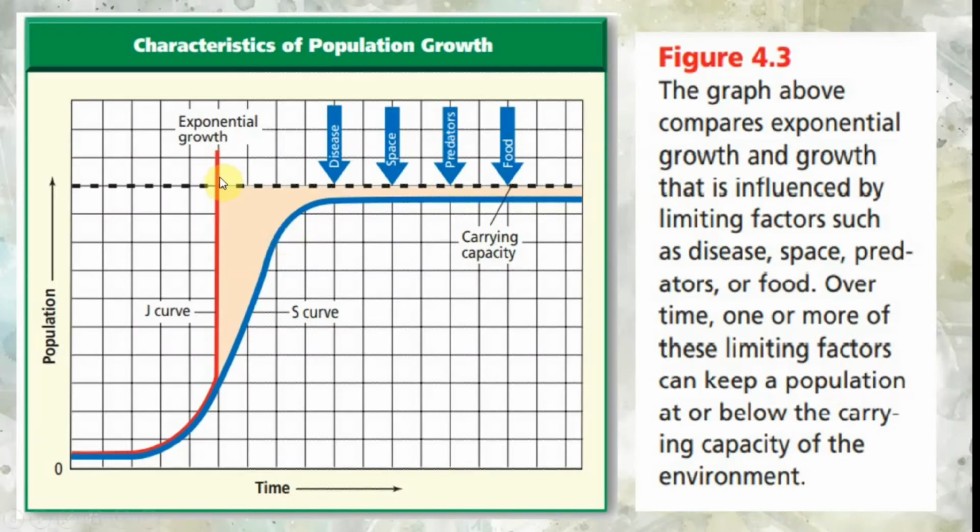So the red line here represents the exponential growth. We can say that this is what biologists expect the population to grow. And the blue line represents the real growth in population. So as you can see, in some way it didn't grow as expected. And why? Because of the limiting factors. In this case, they were affected by disease, space, predators, and food.